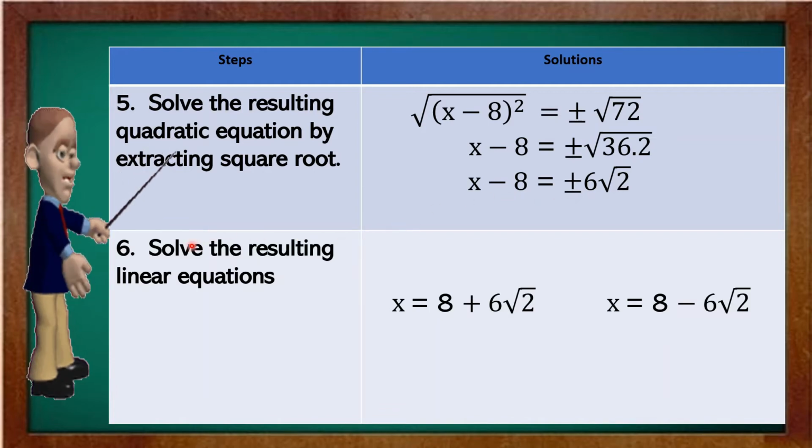So step number 6. Solve the resulting linear equations. Our solution now is x is equal to 8, which becomes positive 8 because this is negative, so when we transpose, it becomes positive. So x is equal to 8 plus 6 square root of 2, or x is equal to 8 minus 6 square root of 2. Yes. So that is our solution.